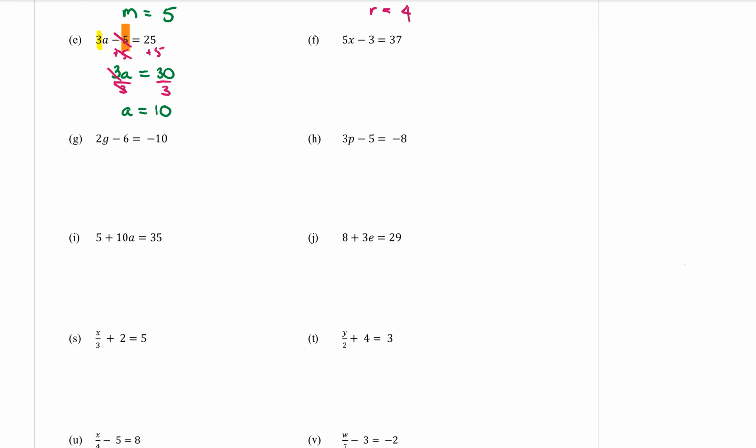F, we have 5 times x, take away the 3. So in opposite direction, we're going to add that 3 first to do the opposite. Cancel them away. 5x is left, and 37 plus 3 is 40. Now to get rid of the 5, that's multiplied together. So we want to divide by 5. Cancel the 5s away. x is by itself, and 40 divided by 5 is 8.